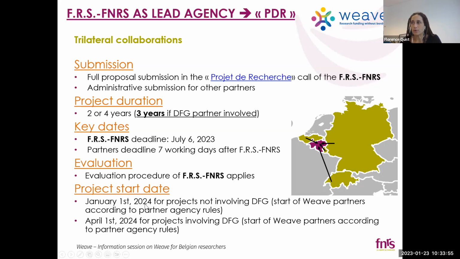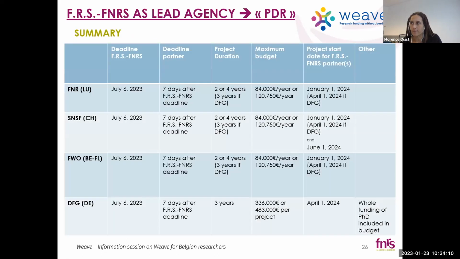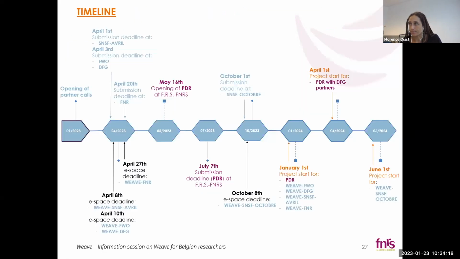So January 1st for projects that do not involve DFG. So for example, if you have a trilateral project, FNRS, FNR, and SNSF, it will start on the 1st of January. If you have a DFG partner, then it will start on April 1st, 2024. And once again, a small summary table of all the conditions that apply if you want to apply in that call. Here is a quick summary also of all the deadlines that you have.